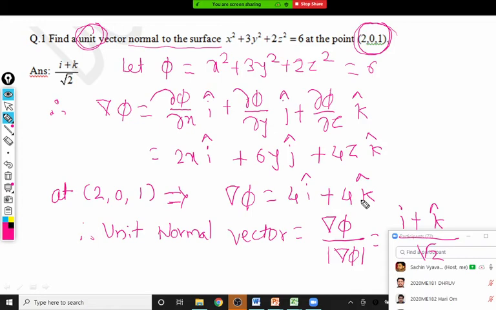So this type of question, mainly finding a unit normal vector, you will find in nearly every question paper for 2 marks. In many question papers, the question asked is to find a unit normal vector to the surface at a particular point, and that question carries 2 marks.